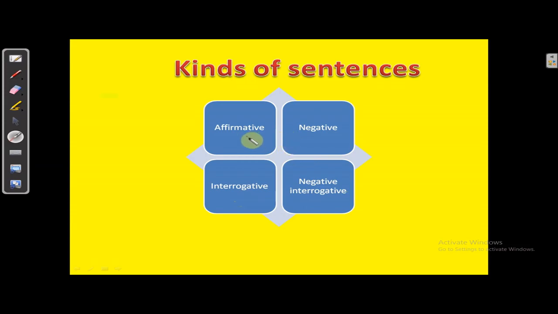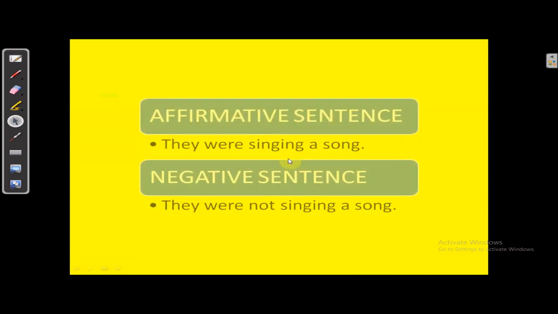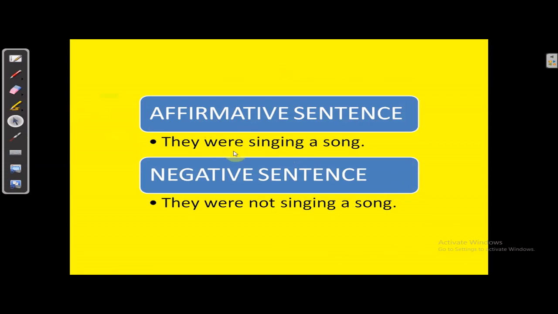Okay, you see, whenever we are writing affirmative and negative sentences, we put the full stop at last, whereas in case of interrogative and negative interrogative, we put the interrogative sign. That's clear. Now moving further, you can see these are the two examples given for the affirmative sentence and the negative sentence. First comes affirmative sentence. Affirmative sentence is, I already told you, that which is actually affirming something. These two sentences are the kind of assertive sentence.